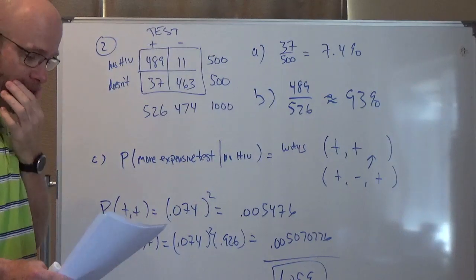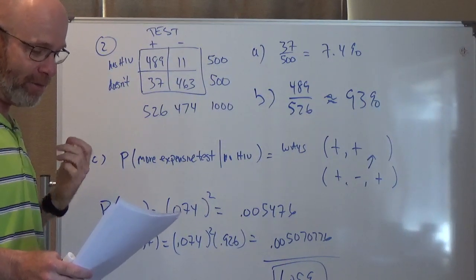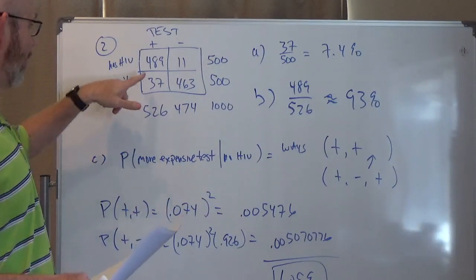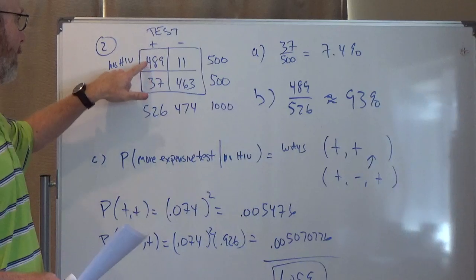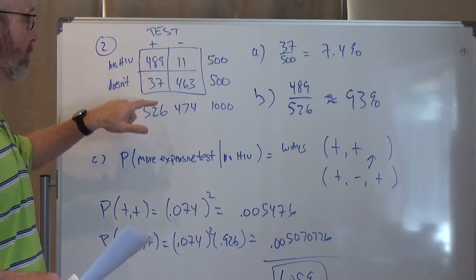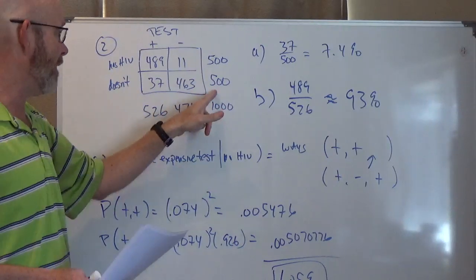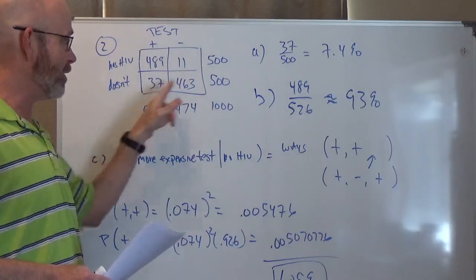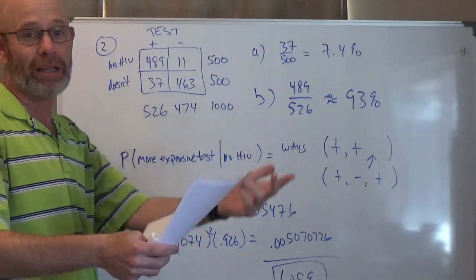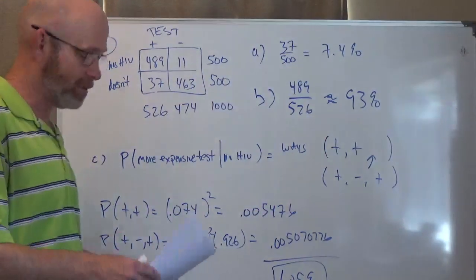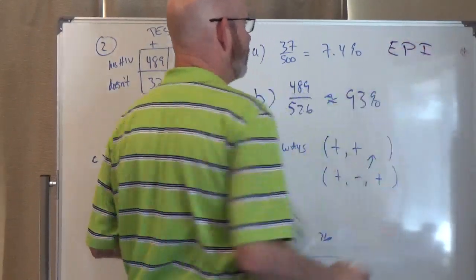The first question was, what's the probability that the test would be positive when it does not contain HIV? So does not contain HIV is the 526. Positive given does not contain HIV, which is this 500, and positive is 37 out of 500, which is also the number they gave you at the beginning. So 7.4%. If you're grading 1 E, P, and I for that one.